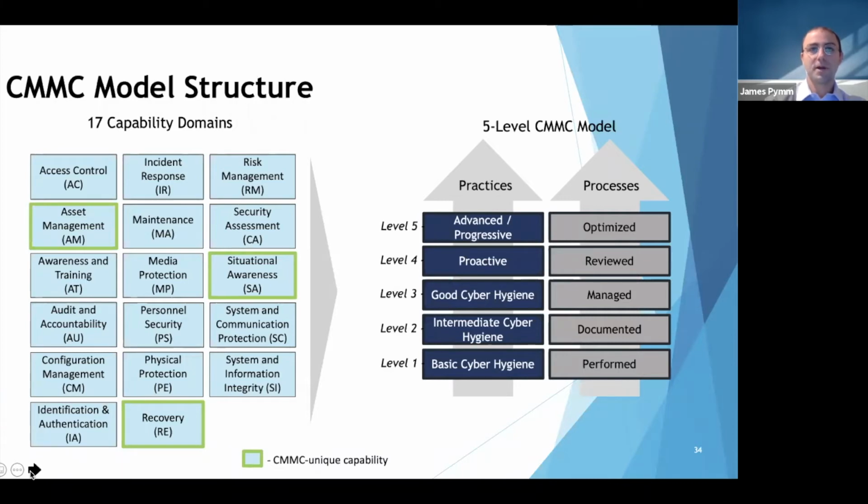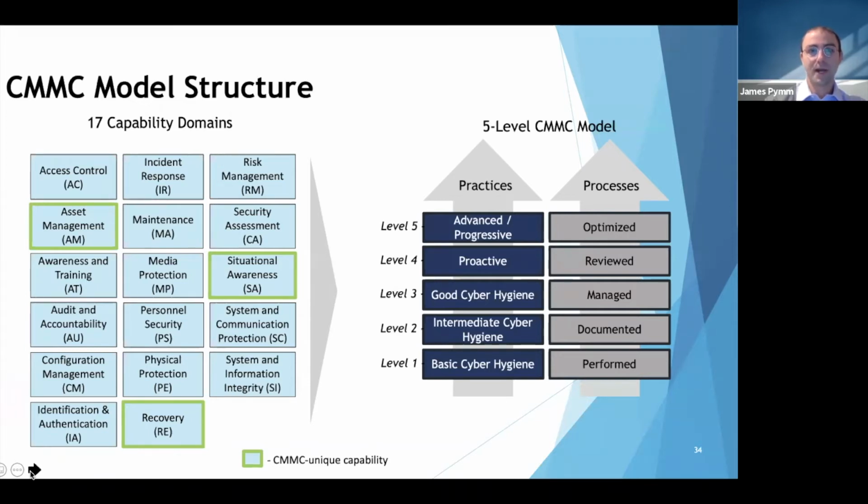To the right of the practices in terms of processes, CMMC is organized by performed at level 1, documented at level 2, and managed at level 3. So what do I mean by that? So performed means that you're doing the required practices at level 1. You don't actually have to have any required processes at level 1. As long as you are performing the required practices and can provide the required evidence, you are compliant.